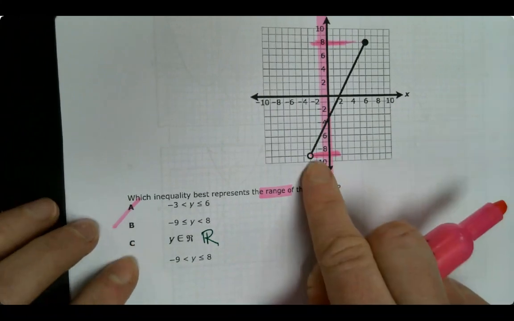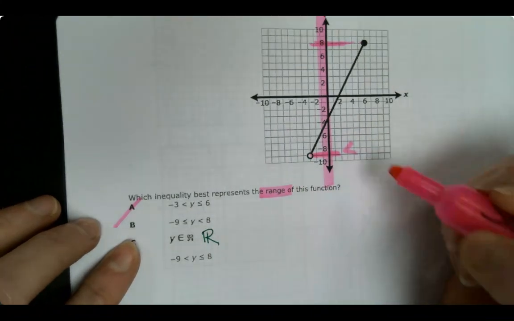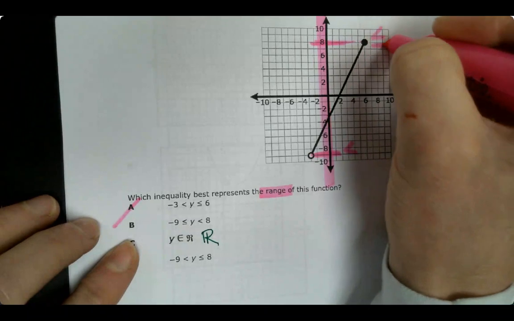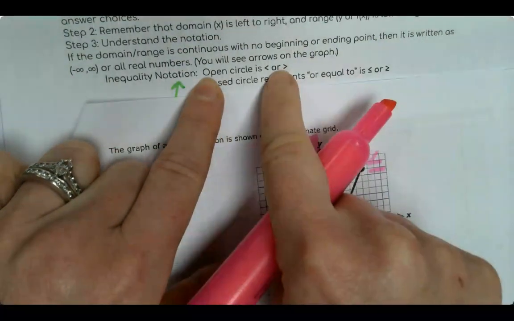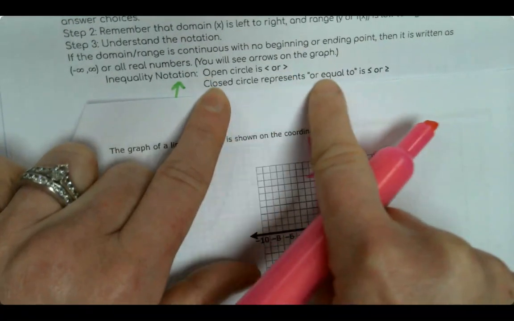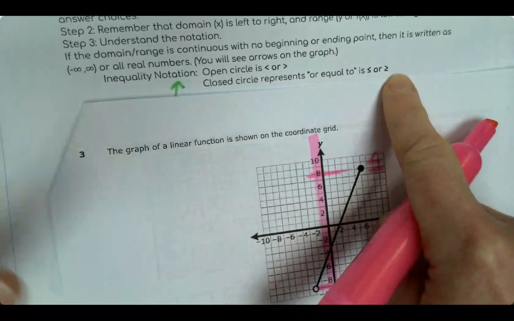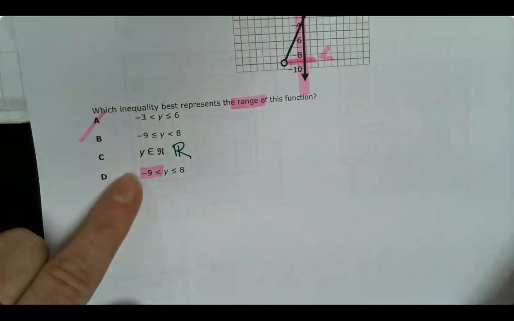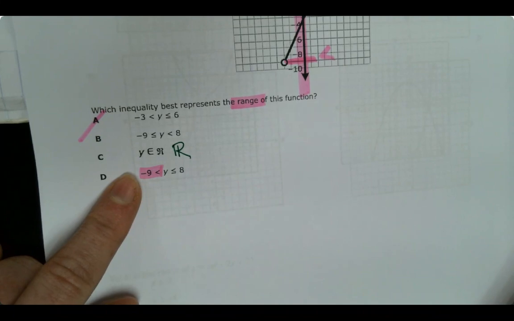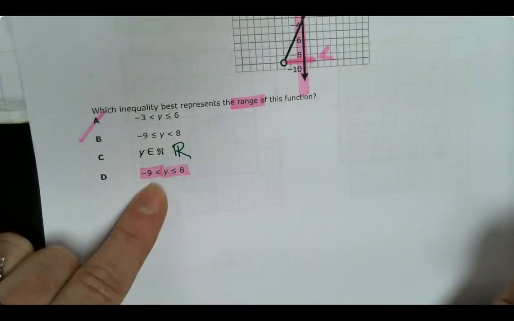This one's open, so it's going to have that symbol on the -8. This one's closed, so it's going to be a less than or equal to. That was on our notes right here. Open circle has the less than or greater than. Closed circle represents or equal to. Less than or equal to, greater than or equal to. So at -9, it's an open circle, and then at 8, it's a closed circle.